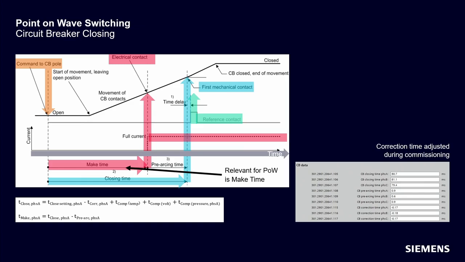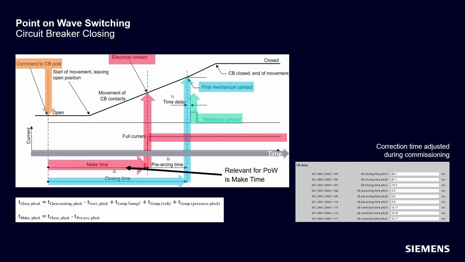This is the time from issuing close command until first mechanical contact. First mechanical contact is measured either with auxiliary contact from circuit breaker or with reference contact. A reference contact is used only for Siemens Energy circuit breaker and is connected via fast transducer input of IO218 module. Auxiliary contacts are connected via standard binary input in IO202 module.